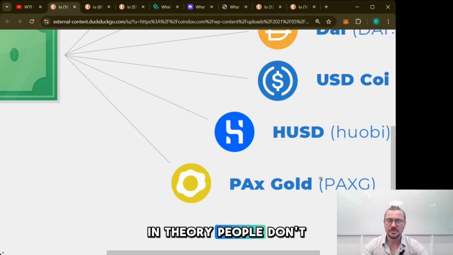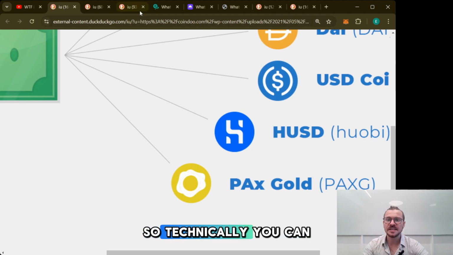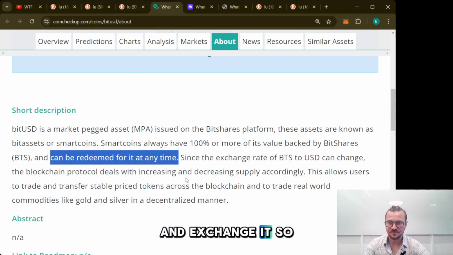In theory, people don't really do this, but they have the promise that they should do this, right? If there's no promise, then there's no value. So technically, you can do that. You can go in and exchange it. So that's the first type, right?